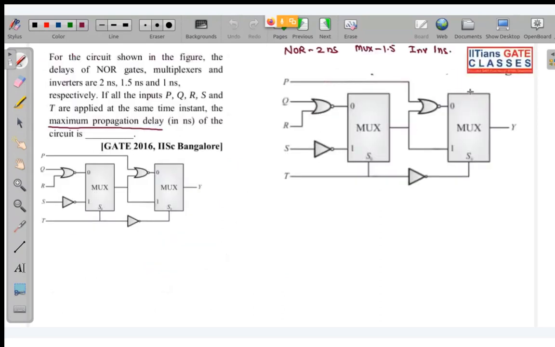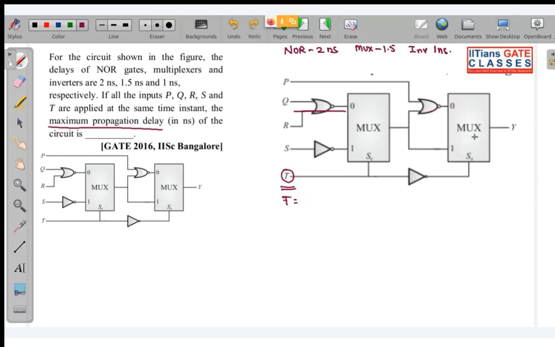Now come back to this question once again. Here it is asked, what will be the maximum propagation delay? See, basically, this 2 mux is operated by this t input. You can see if t is 0, then there will be a particular path for this one. So we will be taking this path, if t is equal to 0.